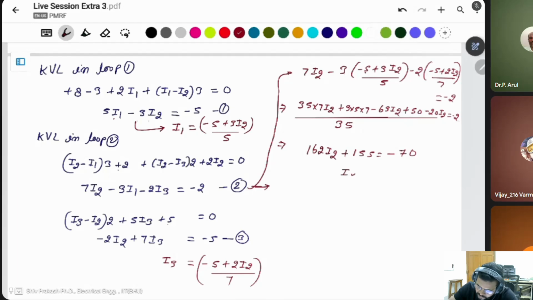Then what is I2 in this case? I2 is minus 70 minus 155, divided by 162, which is minus 1.38 ampere.